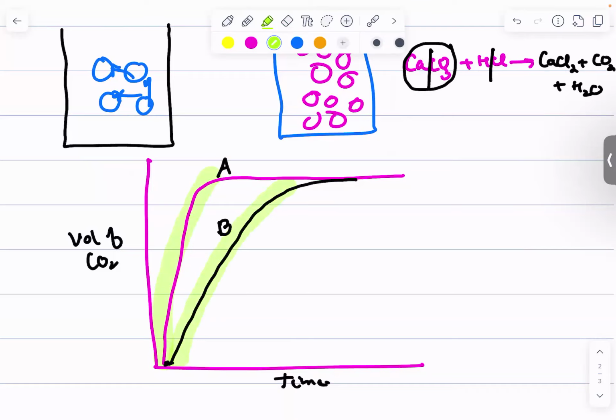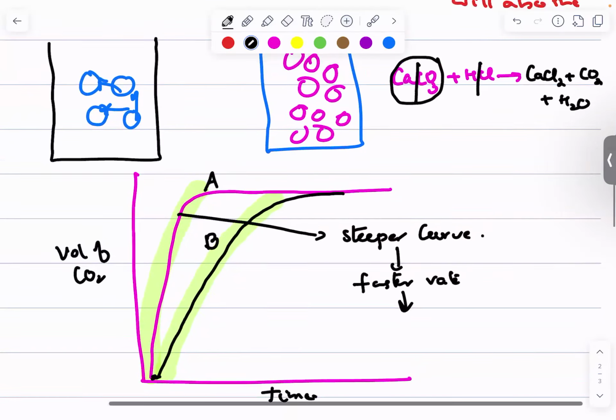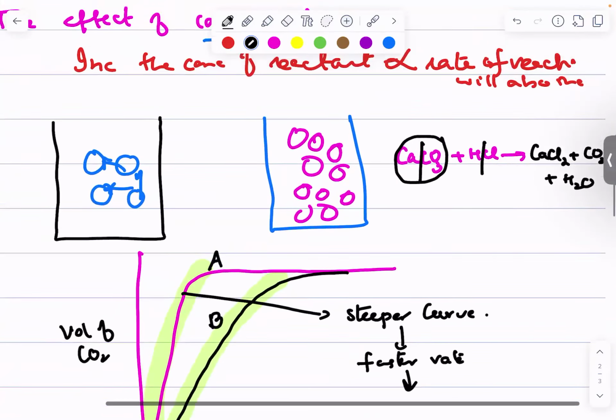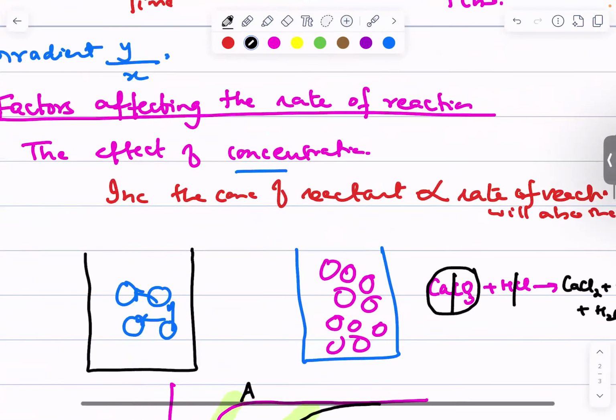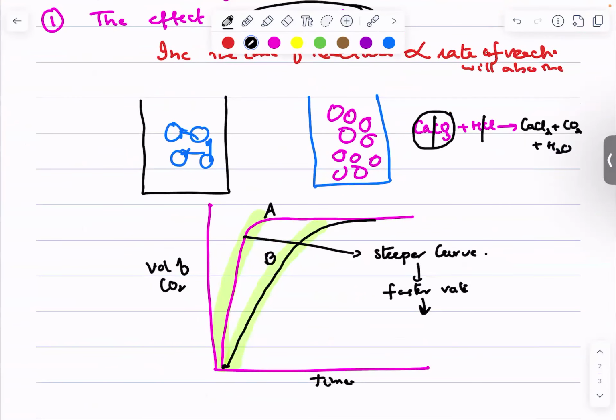Which curve is steeper? Curve A. Yes, well done, curve A is steeper. Steeper curve, what does it mean? Faster rate of reaction. Why? Good. Why faster rate? There's a greater volume of CO2, so there's more collisions. You need to talk in terms of the concentration. Oh, so there's more concentration of CO2.